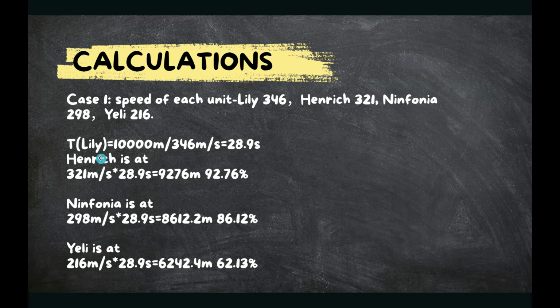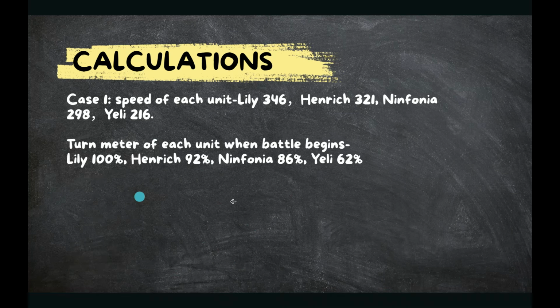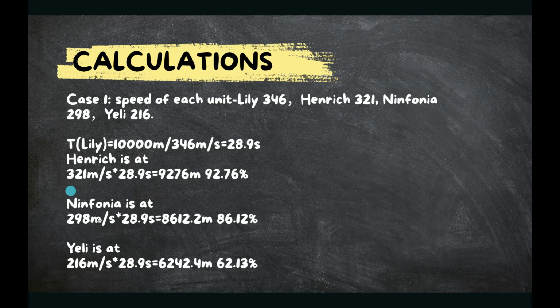So when Lily reached the finish line, Heinrich is at 9,276 meters, okay? And you just do the same thing to other units and you'll get 8,612 meters and 6,242 meters. And this number over here is matching this number over here, right? So that's how you get it. So after getting this number, we can now figure out what happened exactly in that video, okay?